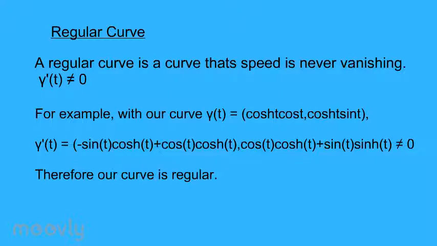Now when working with curves it is important to find out properties about these curves, and one of these is whether a curve is regular. A regular curve is a curve where the speed is never vanishing. That means the derivative of gamma of t is never equal to 0. As we can see for our example curve, gamma prime of t is never equal to 0 for the domain of t, that is the whole real line. Therefore, our curve gamma is regular.